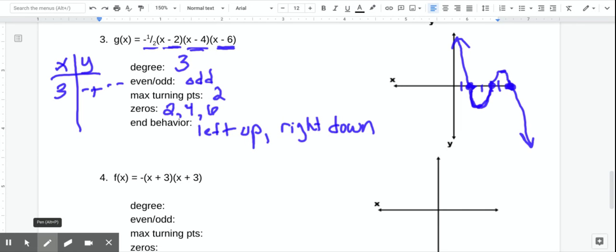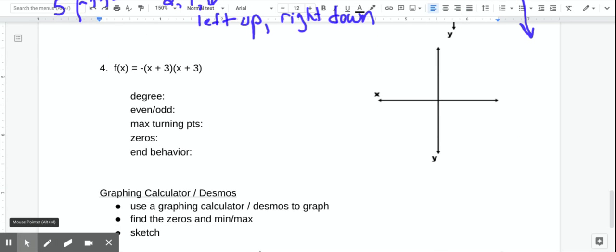And then if you plugged in something like 5, that number's a negative. That would give you a positive and a positive. And that would give you a negative. And so then that would be positive. So you can also check these too. All right, let's check out this last one.